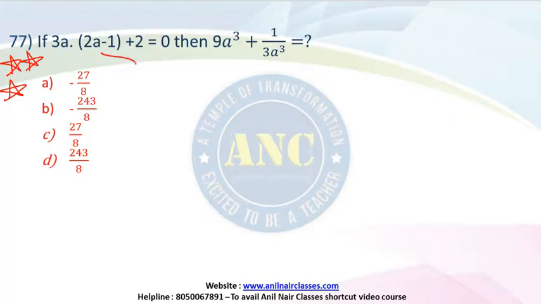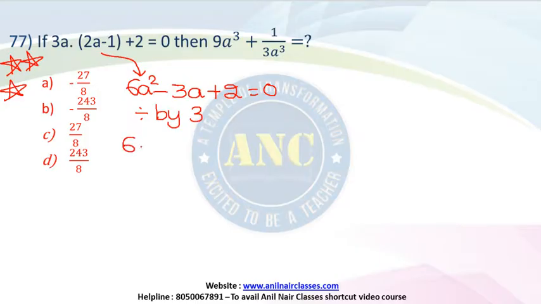First of all, if I expand this equation, 3a into 2a is nothing but 6a square. 3a into minus 1 is nothing but minus 3a, plus 2 equal to 0, right? Now, first of all these values have 6, 3 and 2 as the constants. I will divide the entire equation by 3. If I divide the entire equation by 3, 6a square by 3 becomes 2a square. Or instead of dividing the entire equation by 3, I will divide the entire equation by a.